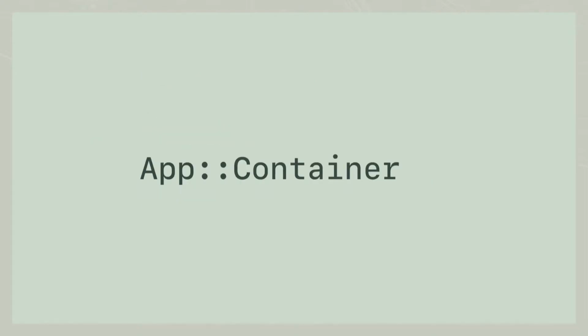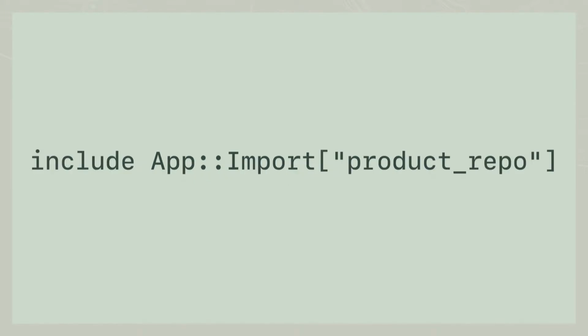So dry system makes an inversion of control container available to us throughout the whole app. And we can configure our container to automatically load our app's dependencies following a simple naming convention. And what that means is that we can use the container's import module to inject our dependencies automatically wherever we need them.